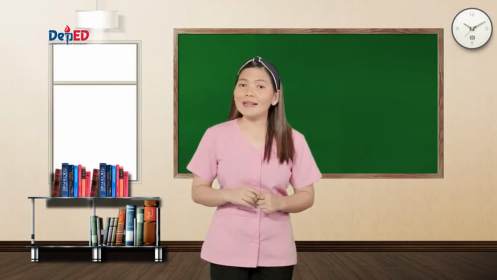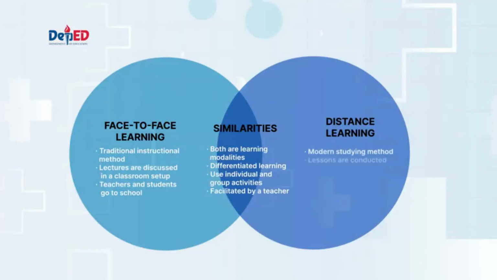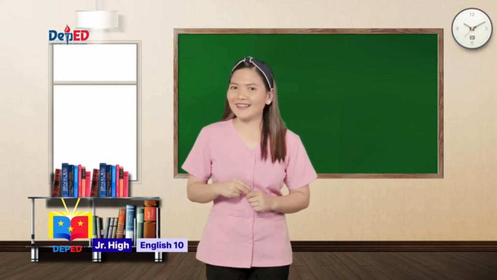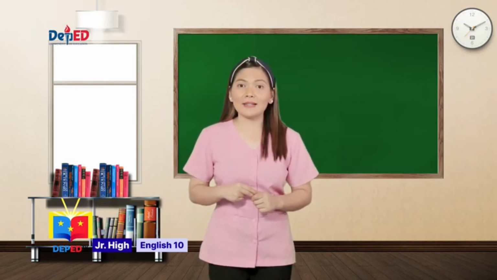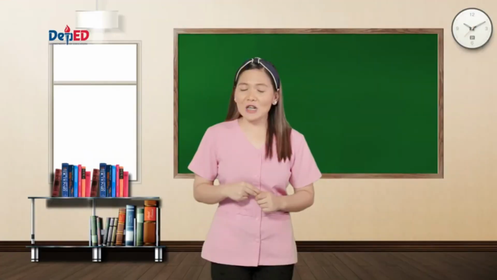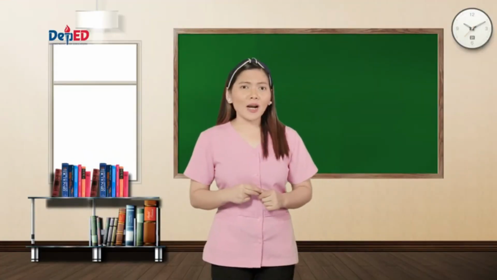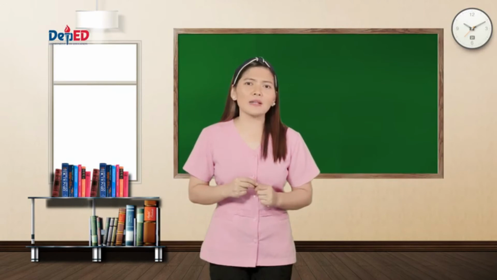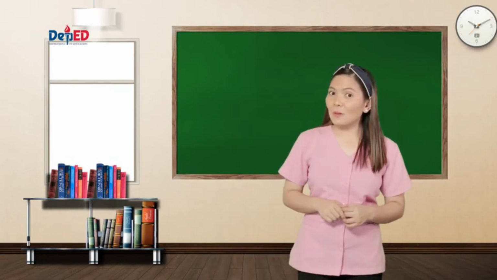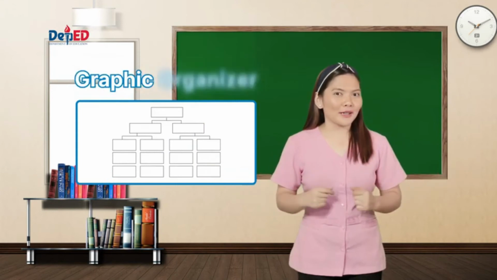While distance learning is a modern studying method in which lessons are broadcasted in media and/or classes are conducted over the internet. This does not require teachers and students to attend school. There we have it, a Venn diagram that contains similarities and differences between face-to-face and distance learning. And remember, a Venn diagram is a textual aid that uses overlapping circles to show how things are alike and different. Last but not the least, graphic organizer.